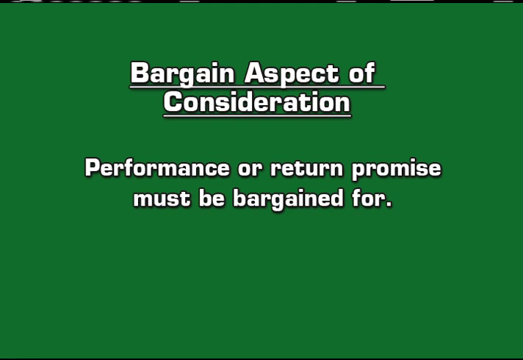We said that a contract requires two things. It requires legal detriment and it requires bargain. Let's talk for just a moment about the bargain aspect of consideration. What do we mean by that? The performance or the return promise has to be bargained for. There has to be to and fro, the bargaining process. So the court will take a look at, was it truly bargained for?